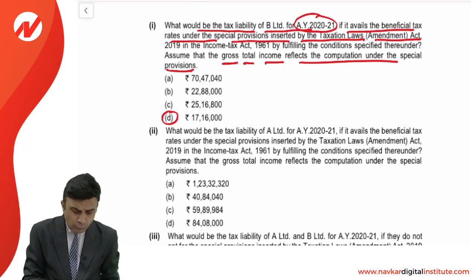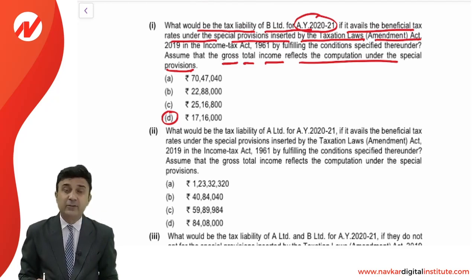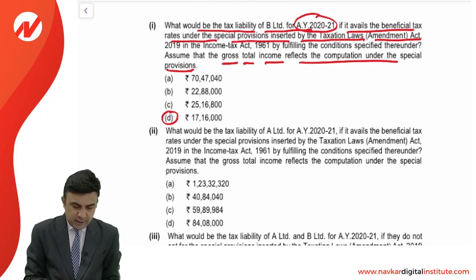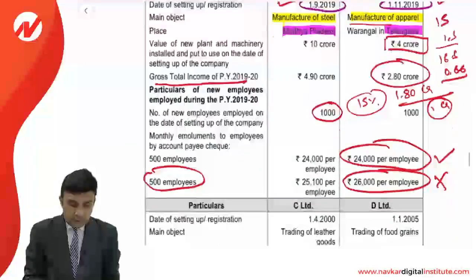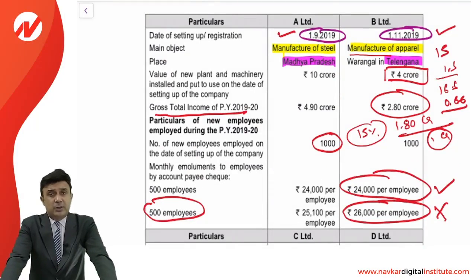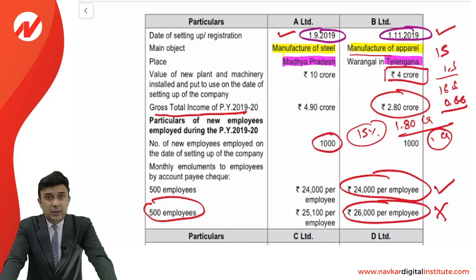Second, what would be the tax liability of A Limited for AY 2021 if it avails the beneficial tax rate under the special provisions of the Taxation Laws Amendment Act 2019 by fulfilling the conditions specified therein, assuming the gross total income reflects the computation under the special provision? Meaning thereby, if my client A Limited wants to go for the new provision, there are two new provisions inserted by the law. Number one, it is 15% if it is a manufacturing unit started on or after 1/10/2019. Otherwise under 115 BAA, it's going to be a 22% concessional rate.